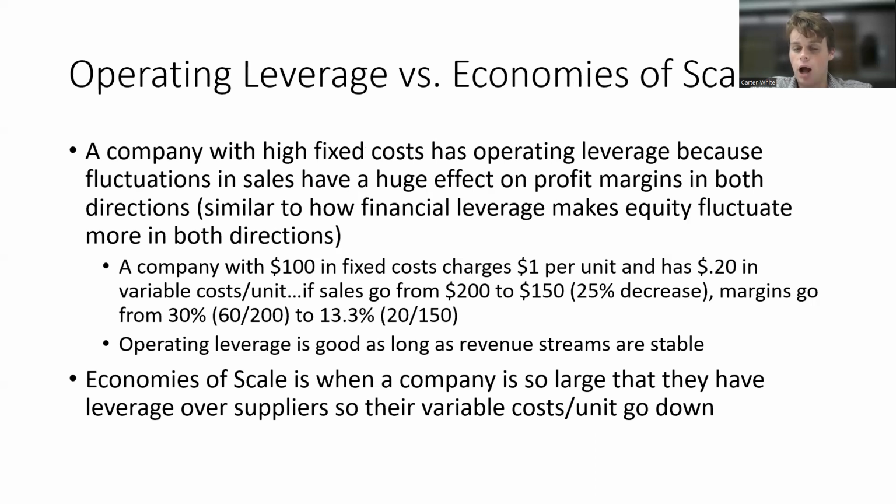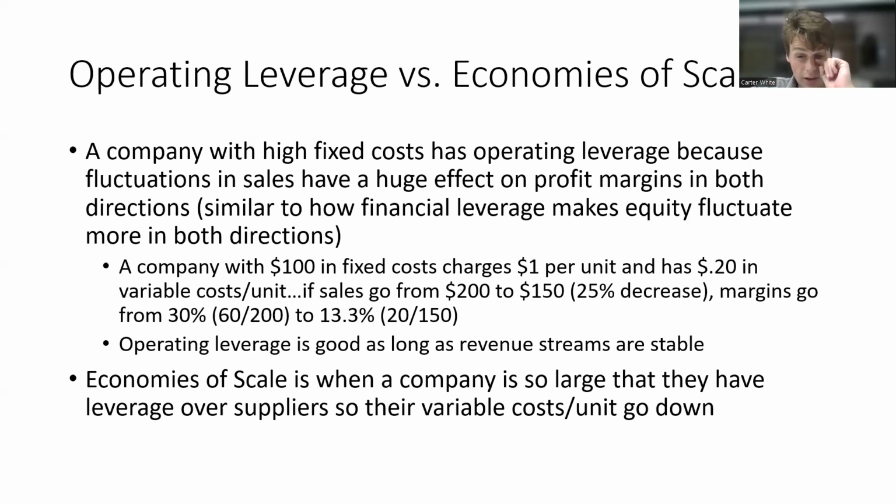It's very similar for operating leverage, except your fluctuations in sales have a big effect on your profit, right? Which you can see in this example. Like if a company with 100 in fixed costs charges $1 per unit and has 20 cents in variable costs, so very low variable cost per unit, right? Which is kind of the prerequisite for operating leverage, right? High fixed costs, low variable costs.